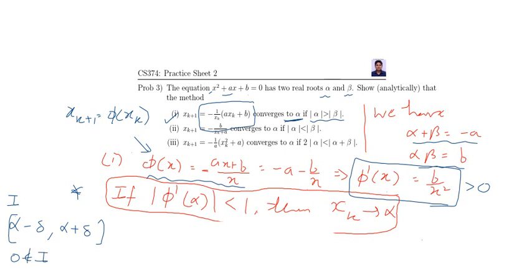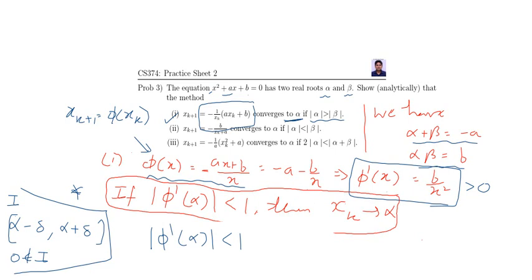Okay, so by noting that you can choose delta in such a way that phi maps I into I and 0 does not belong to I. What is required to know is whether mod of phi dash of alpha is less than 1. If we are able to show this, then we are through.